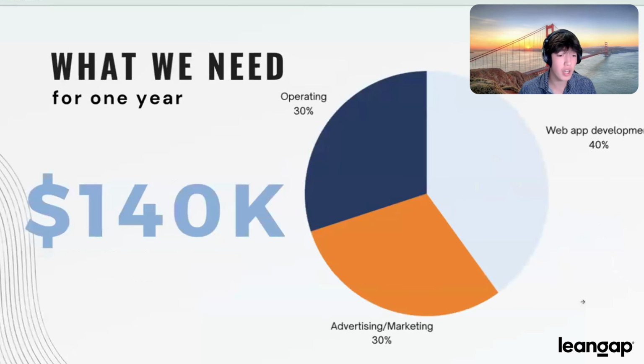Now, Aluna needs around $140,000 to keep running next year, and here's where that money will go. Since our entire business is selling our website, we want our product to be the best. So around 40% of that will go to developing our web app. We also want to make sure that advertising and being known throughout the Golden State is very important. So we want to spend 30% of our budget on that. Finally, we want to leave 30% to operating costs and subscriptions that Aluna needs to run.